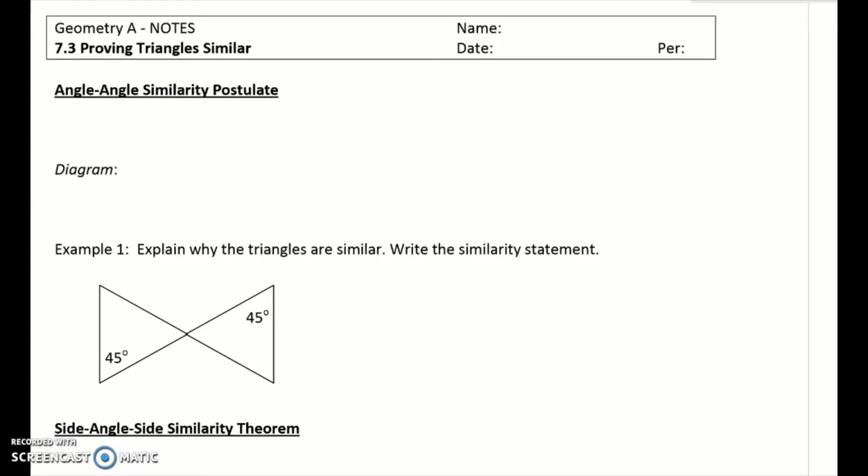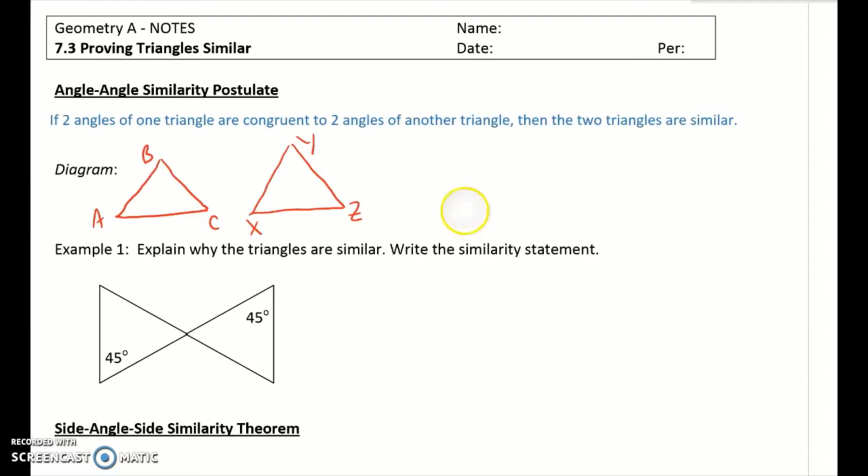So the first is angle-angle similarity, and it states exactly what we need to know. Basically, two angles of our triangles need to be congruent, then we got similar triangles. Alright, so let's go ahead and write that down. If two angles of one triangle are congruent to two angles of another triangle, then the two triangles are similar.